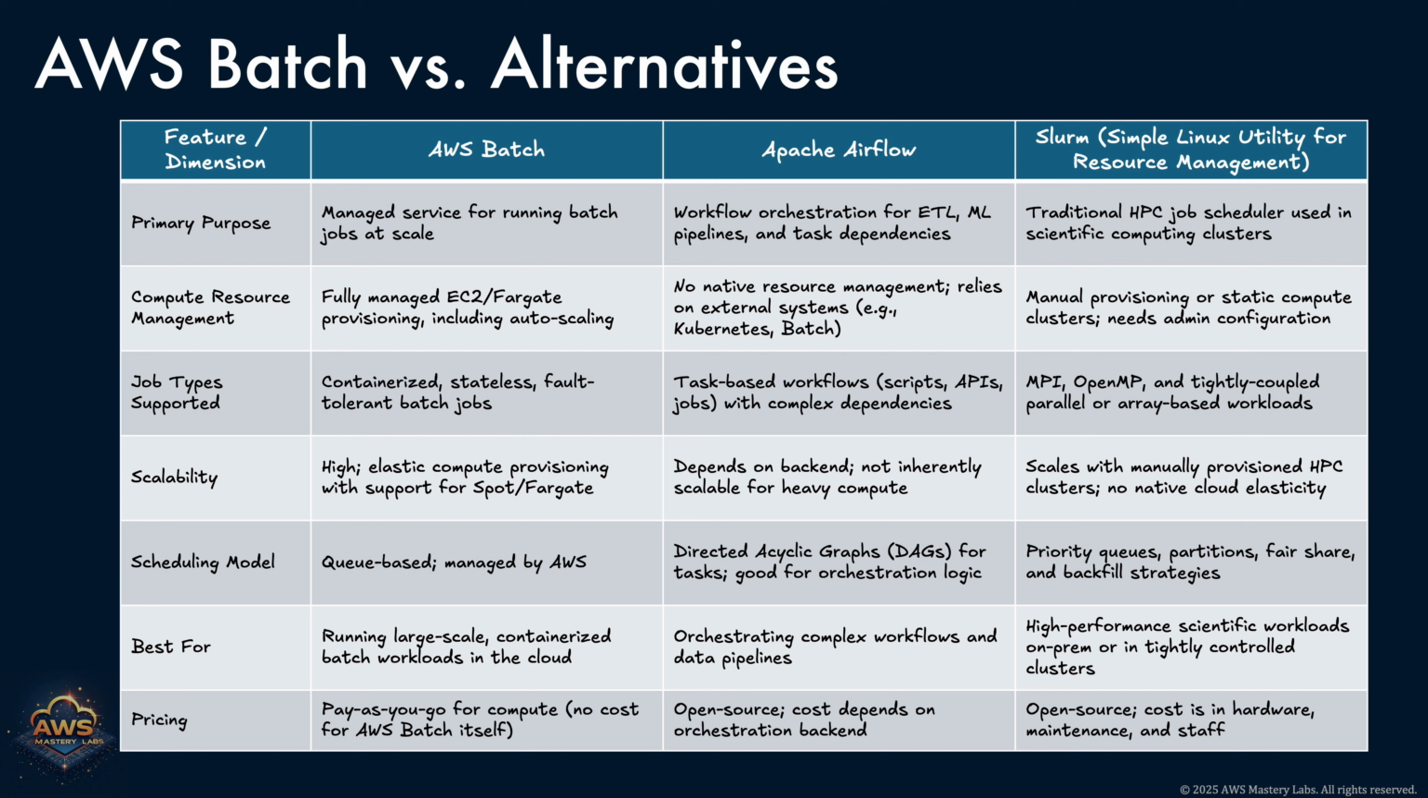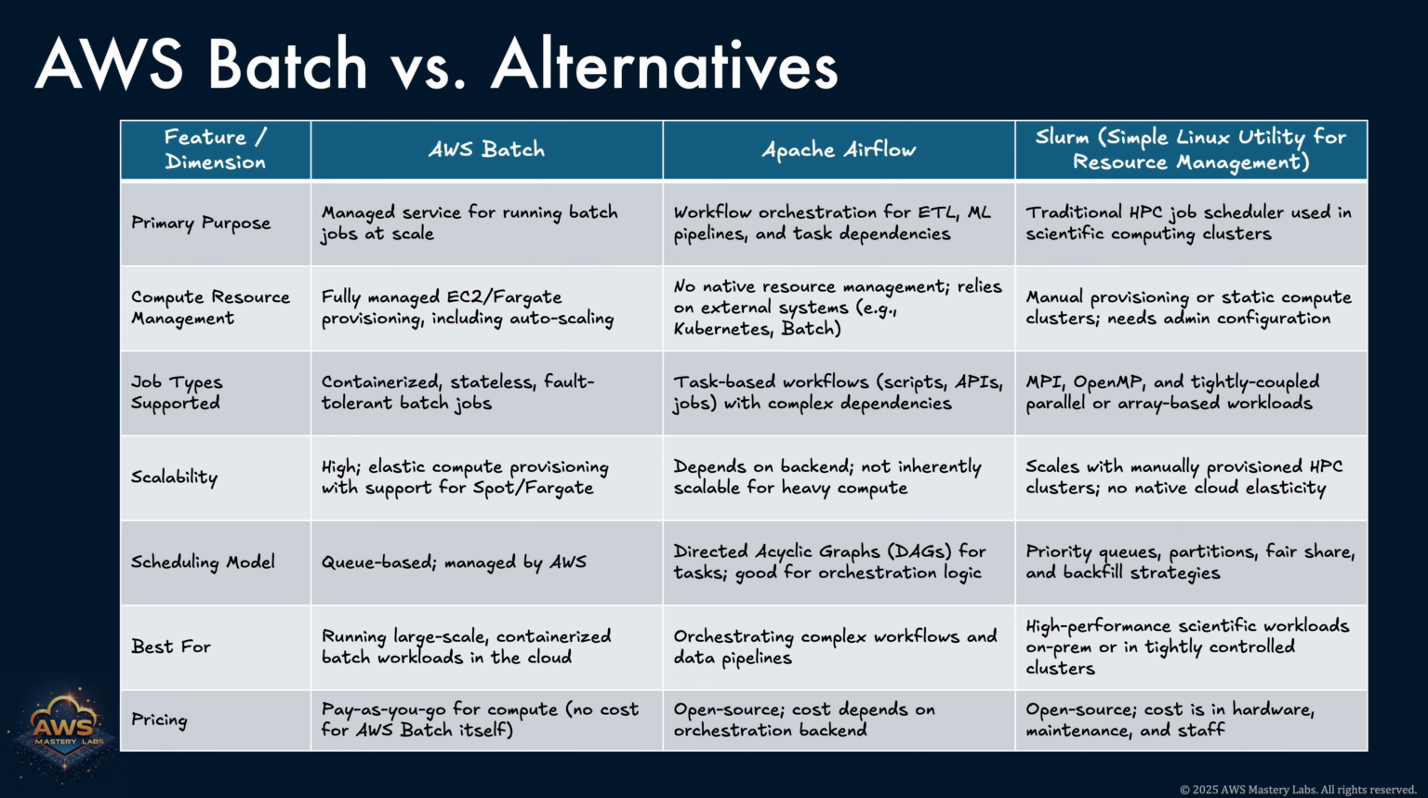AWS Batch is ideal for stateless containerized workloads. Airflow supports a wide variety of tasks, but it's best for orchestrating workflows rather than running compute-intensive jobs. Slurm excels in running tightly coupled parallel jobs, often written in MPI or OpenMP, making it ideal for scientific research and simulations. AWS Batch automatically scales based on job queue depth and compute environment configuration. Airflow's scalability is tied to the underlying infrastructure and executor type. Slurm's scalability depends on the size of the provisioned cluster and can handle thousands of nodes, though it lacks cloud-native elasticity.